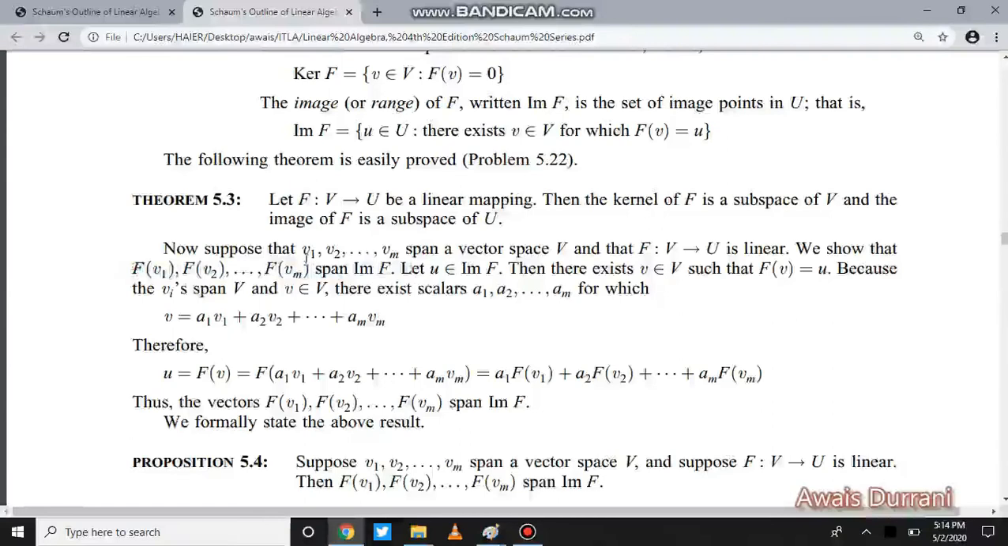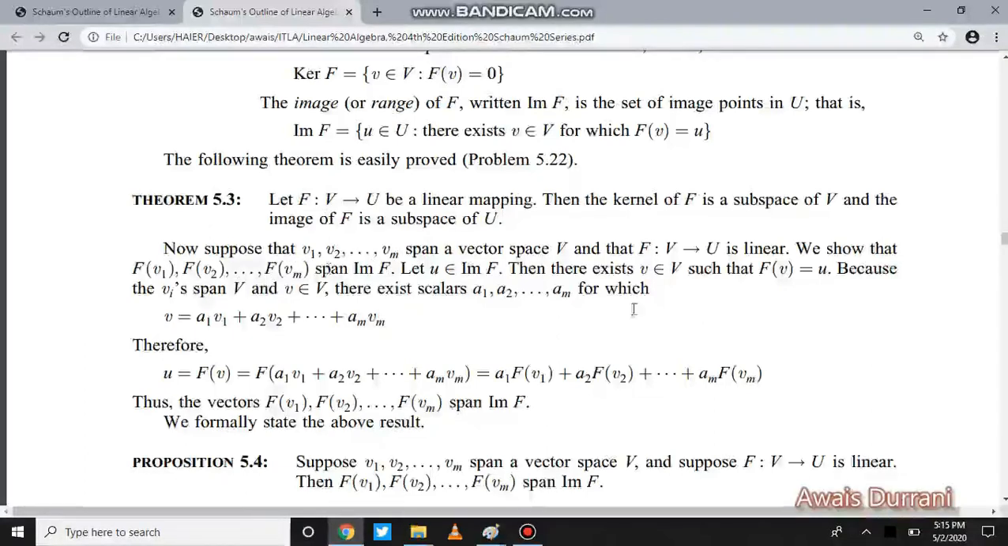Starting the proof, suppose I consider that v1, v2 up to vm are all those vectors which span the vector space V. What does it mean? I already explained that every element of V will be in the form of a linear combination of these elements. Suppose these span V and F is a linear mapping, then we will show that f of v1, f of v2 up to f of vm span the image of F. If we are able to prove this, then we are done with our required result that the image of F is a subspace of U. So let's start proving this.